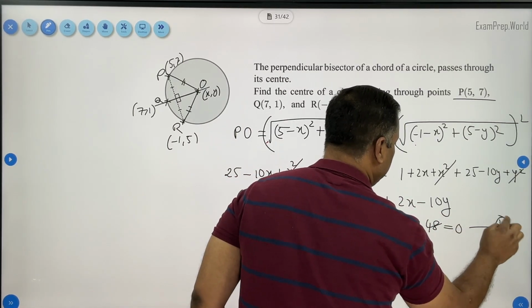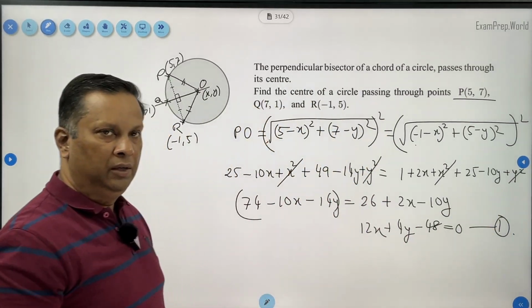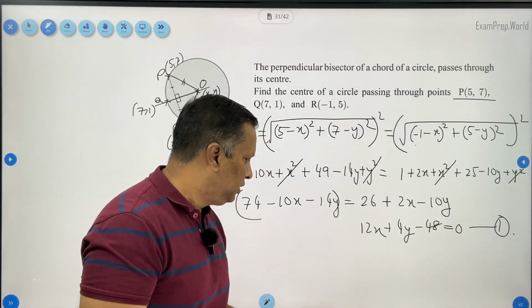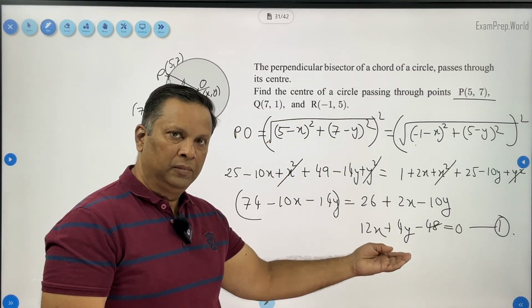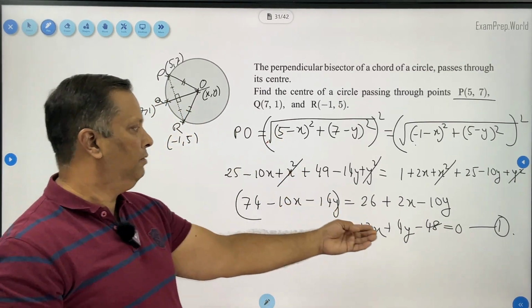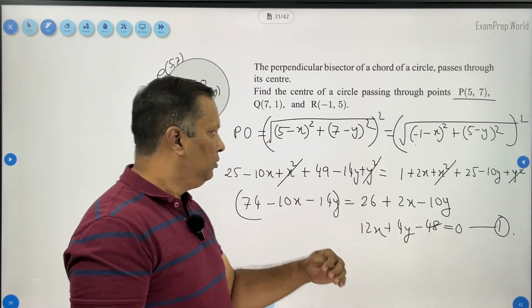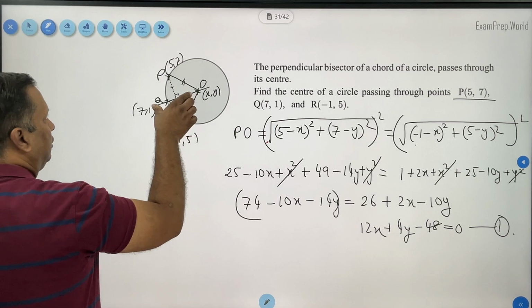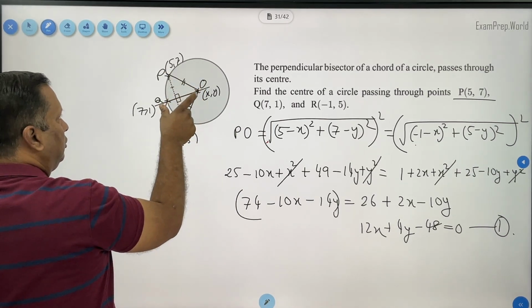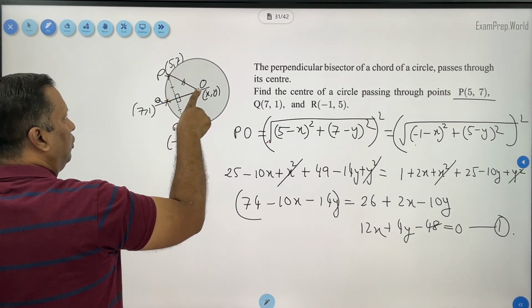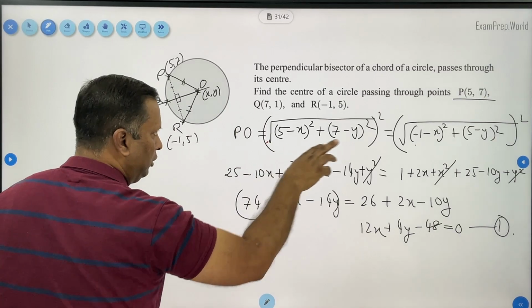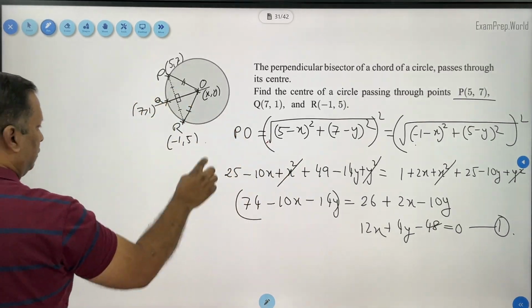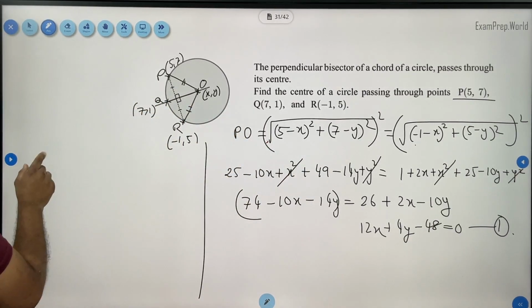This is equation 1. So this is one of the straight line equations. Using distance formula, we arrived at this one. Now the same thing you can do. You compared PO and RO. Now you compare QO and RO. RO is already there. Let's write for QO. So we'll get our second equation.